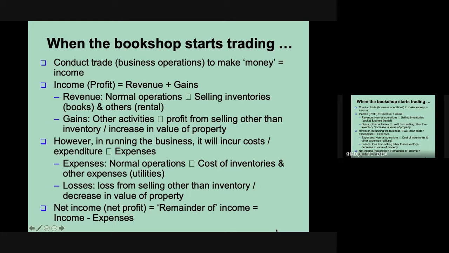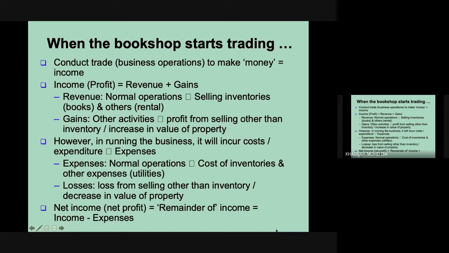What about losses? Losses come from the selling of other than inventory. So just now we had gain, here we have losses. For example, you bought a cash register for 1,000, but after some time you say, I don't want this cash register, I want to sell it. Now people are only willing to pay, let's say, 700 ringgit. So the cost is 1,000 but you can only sell at 700 ringgit. In this case, you have a loss on disposal of your cash register. The loss is also an expense.